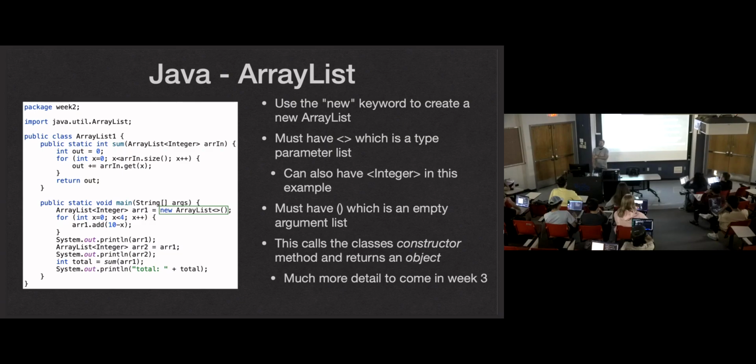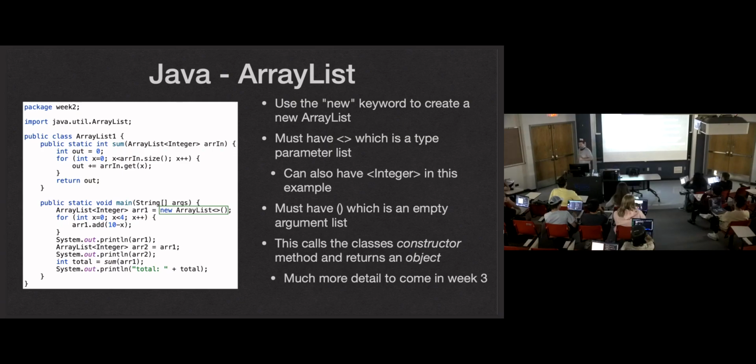We're going to specify the type of the object. We're going to have these angle brackets, which is where a type parameter would go, which I'll talk about a little more when we get to this part over here. And then an empty parameter, an empty argument list.